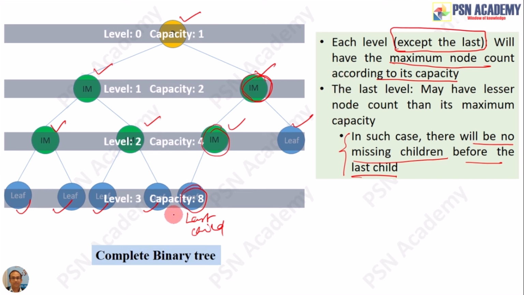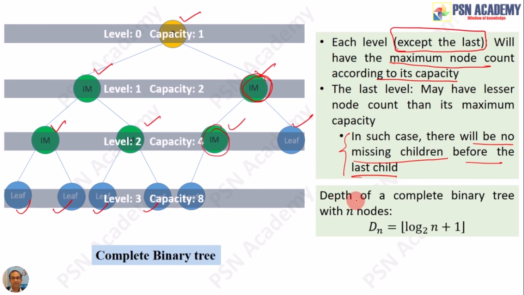Now if it goes like this, where is the last child? This one, right? But before this last child, there is a missing link here. This is not allowed. So the structure must look like this. So this is a complete binary tree since we have followed all the conditions here.